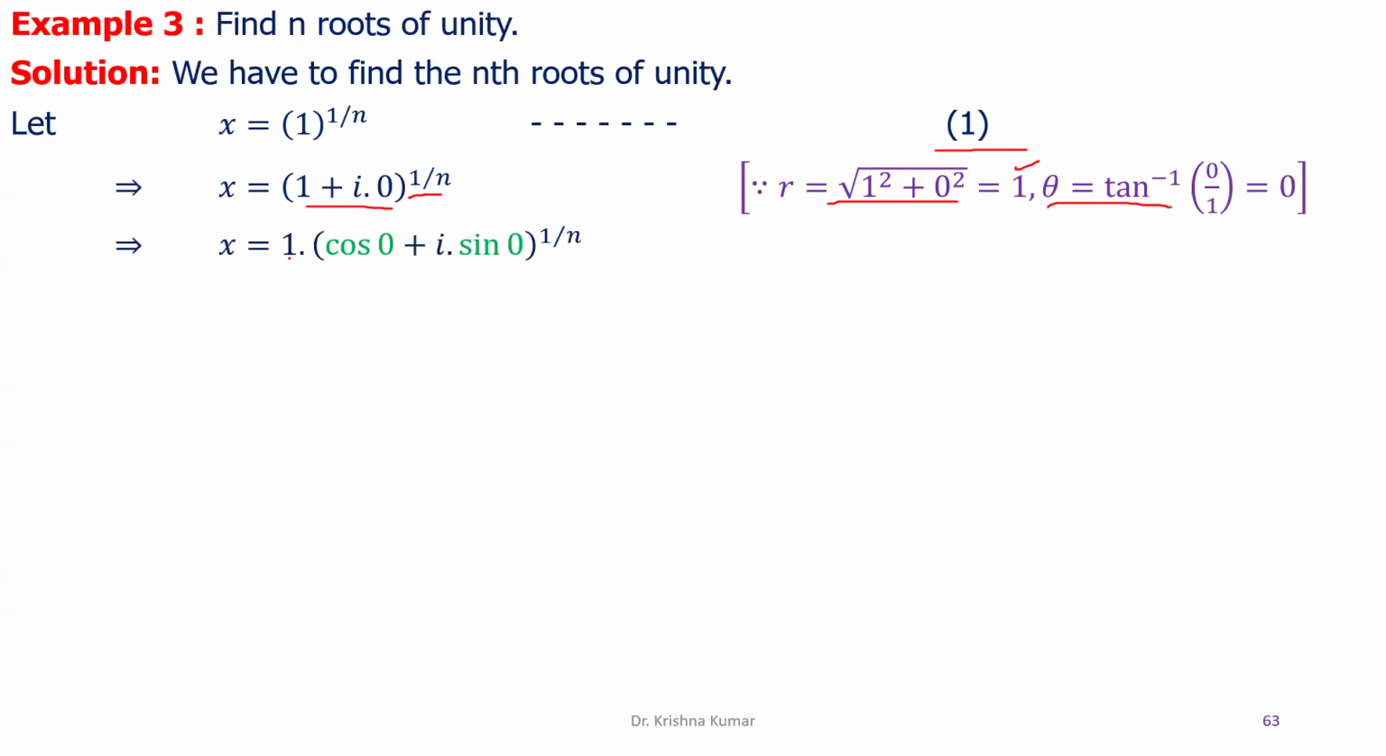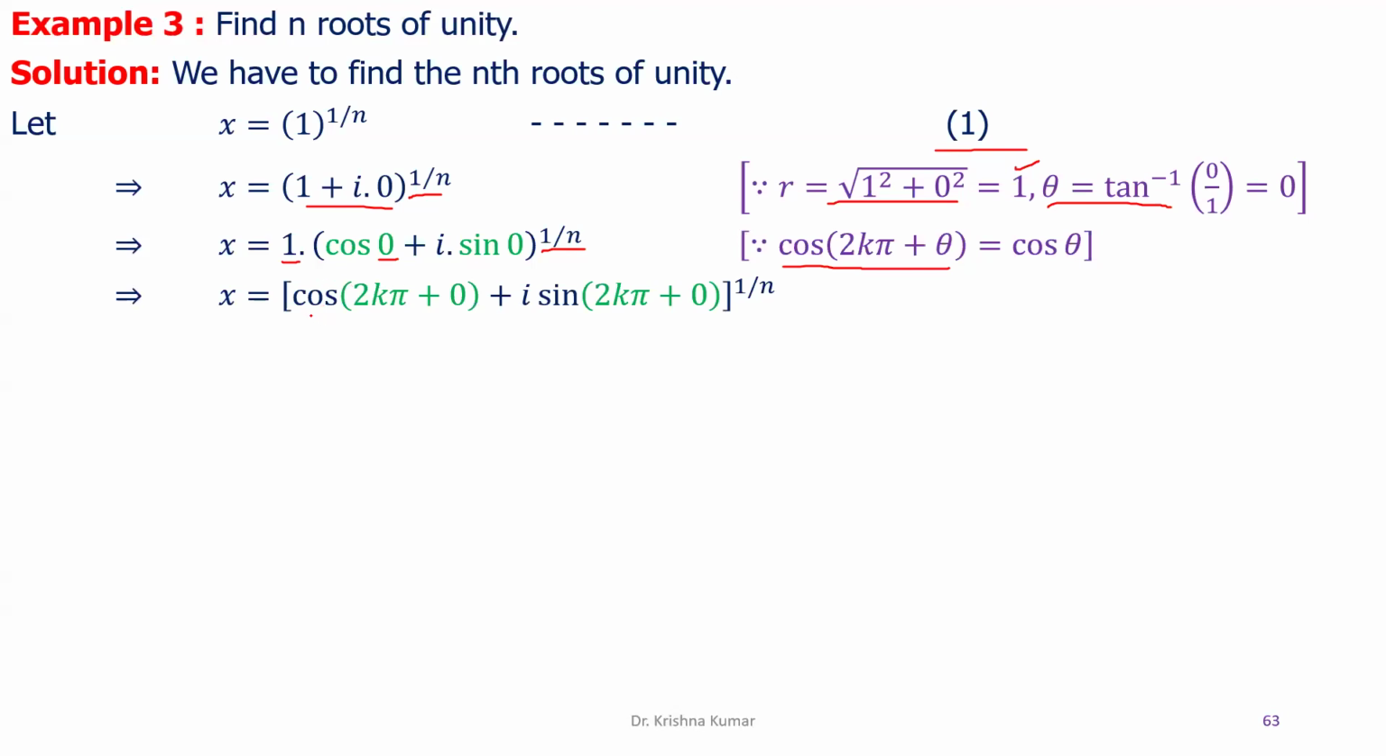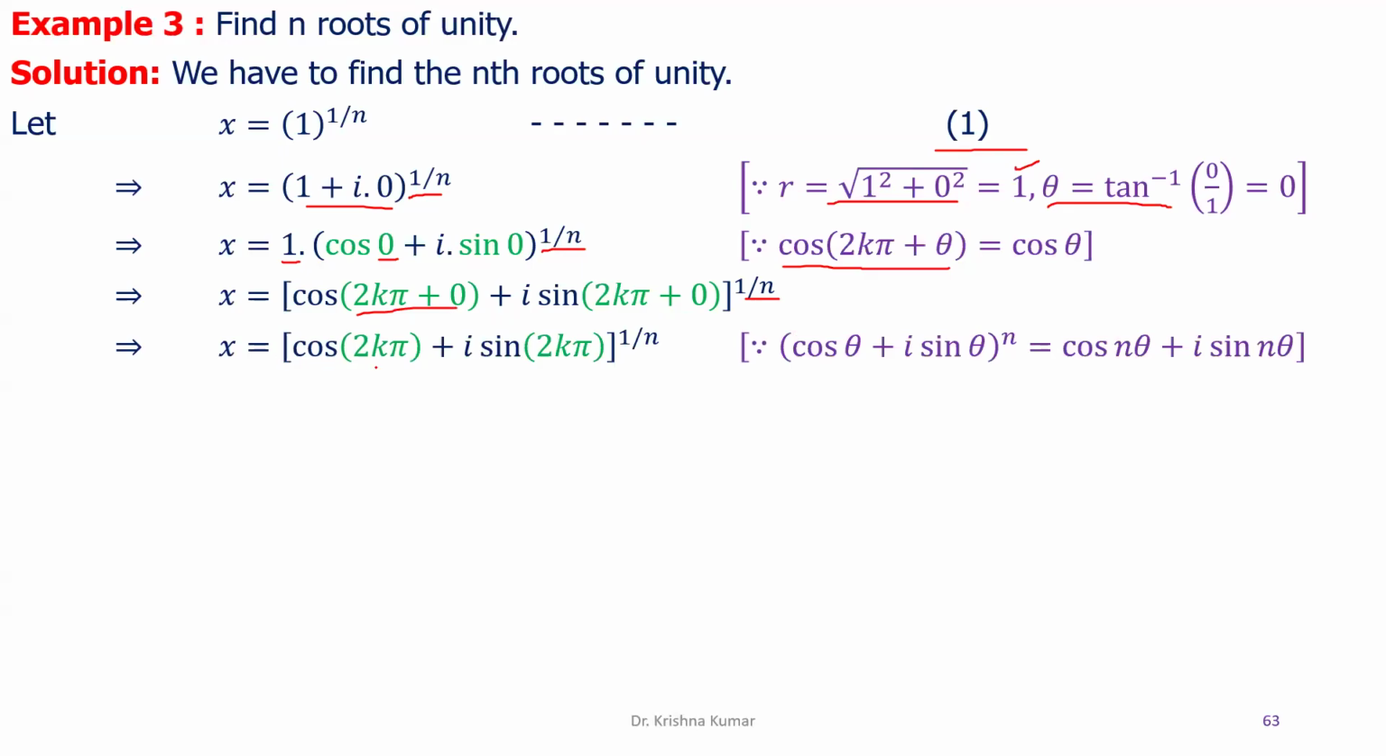Which implies x is equal to, modulus is 1 and argument is 0. So 1 into cos 0 plus i sin 0 whole to the power 1 upon n. Again, we apply the same formula, cos 2k pi plus theta is equal to cos theta. So this can be written as cos 2k pi plus 0 plus i sin 2k pi plus 0 whole to the power 1 upon n. But 2k pi plus 0 is nothing but 2k pi. So we can write x is equal to cos 2k pi plus i sin 2k pi whole to the power 1 upon n.